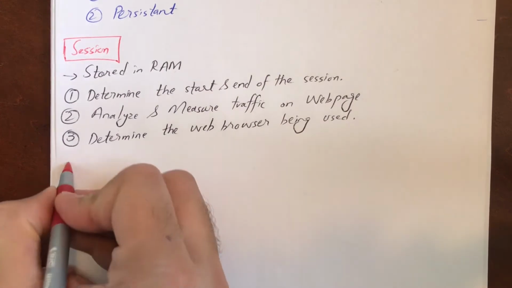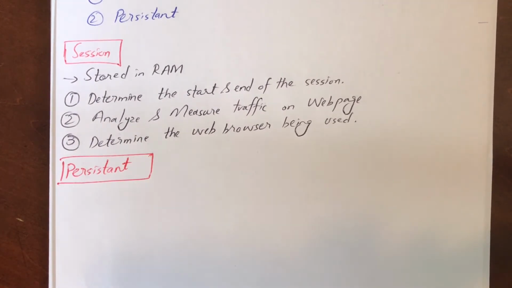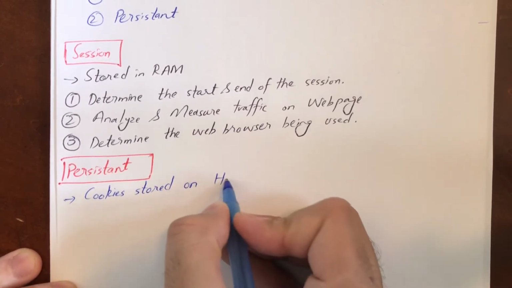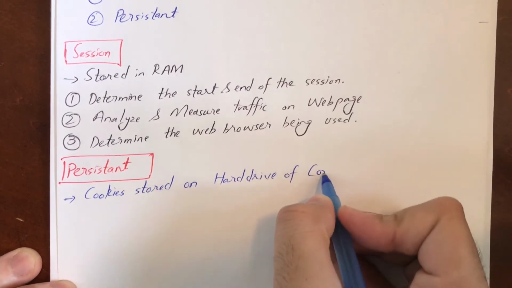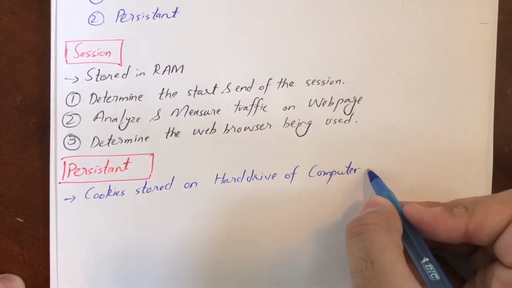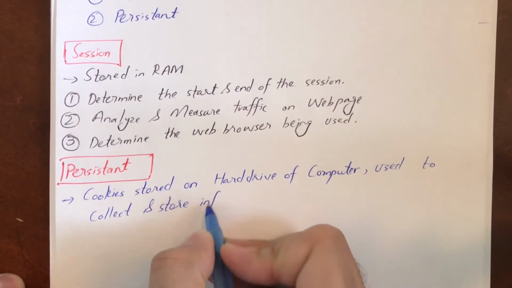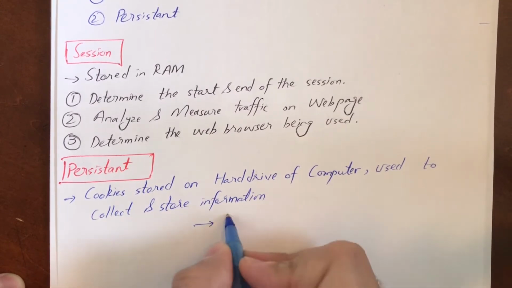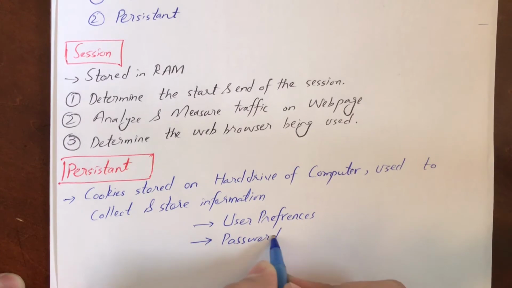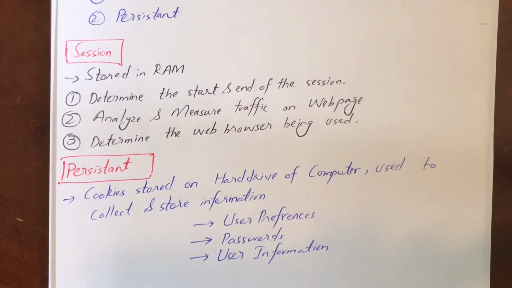The next type of cookie is persistent cookies. Persistent cookies are basically the cookies that are stored on the hard drive of the computer. Persistent cookies are usually used to collect and store information regarding user preferences, like passwords, user IDs, and other useful user information. User information means the credit card, user addresses, and all that kind of stuff.